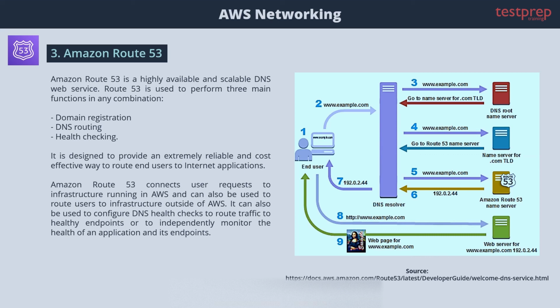Amazon Route 53 connects user requests to infrastructure running in AWS, and can also be used to route users to infrastructure outside of AWS. It can also be used to configure DNS health checks, to route traffic to healthy endpoints, or to independently monitor the health of an application and its endpoints.